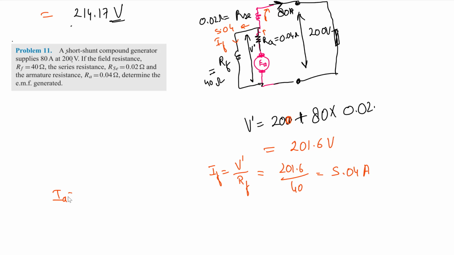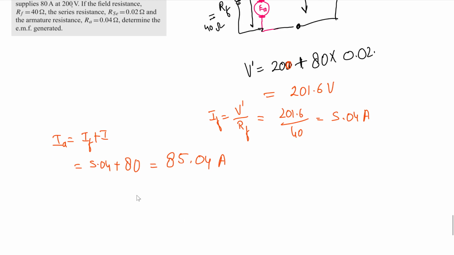IA is equal to IF plus I. IF is 5.04, plus I is 80 amp. This is equal to 85.04 ampere. So this is the armature current. Now we got the armature current.